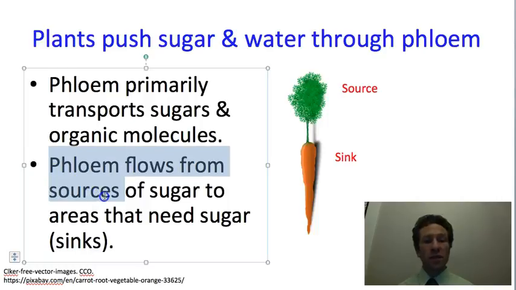Phloem moves sugars and other dissolved substances from source areas that have extra to sink areas that need them. For example, during the summer, the leaves of the carrot would be the source, and those leaves would be making sugar, which the plant would then move down into the carrot root, which would be the sink. The next year, when the carrot needed those sugars to make new leaves and flowers, then this would be reversed. At least in springtime, the carrot itself would be the source and the leaves would be the sink.